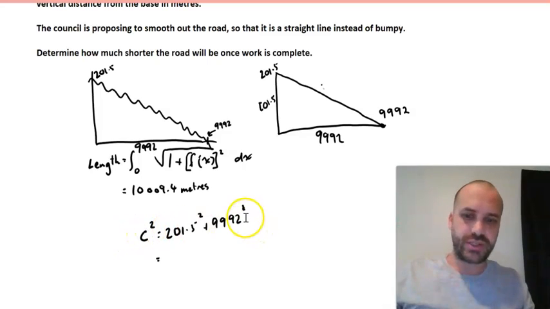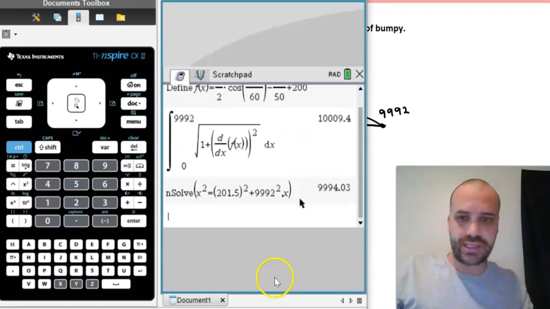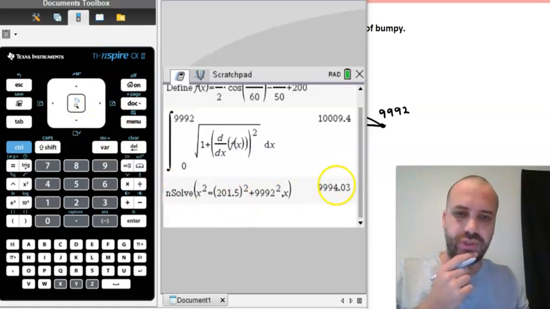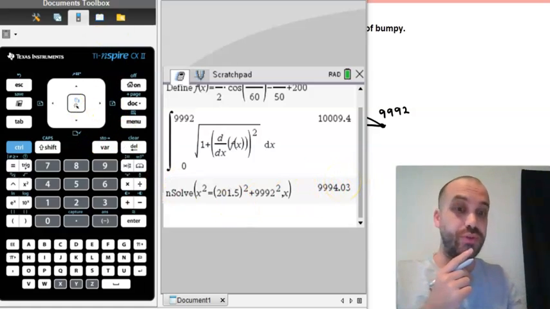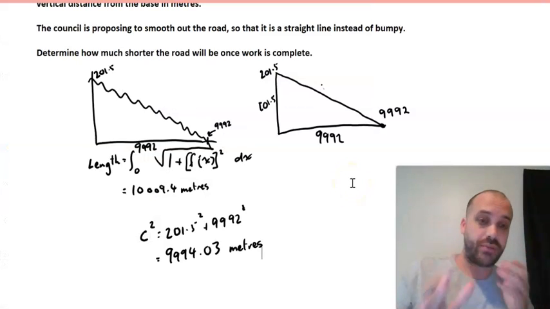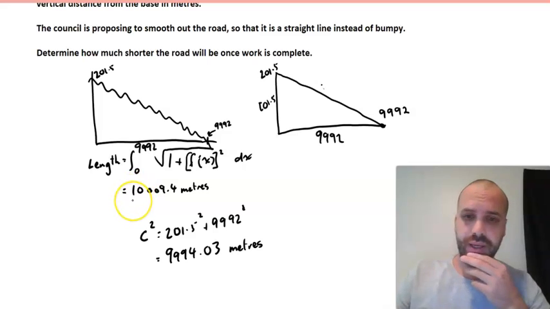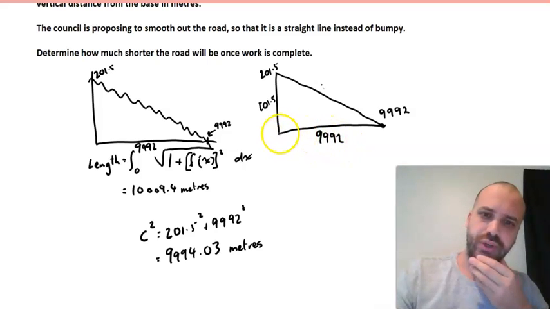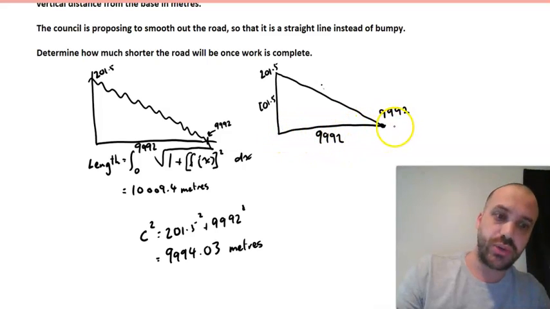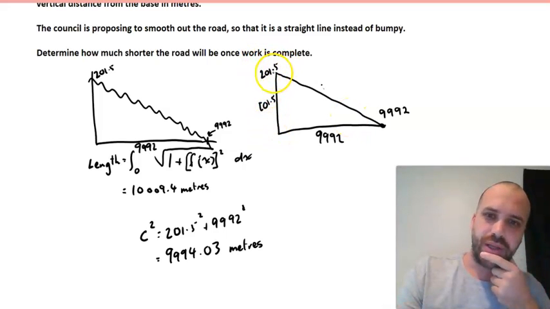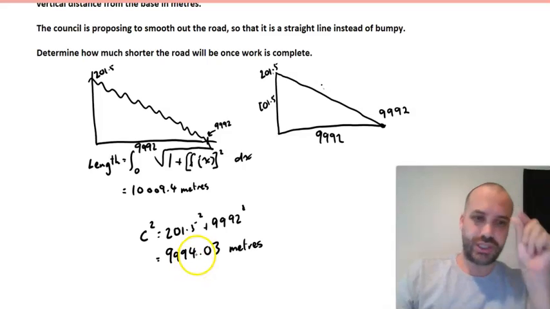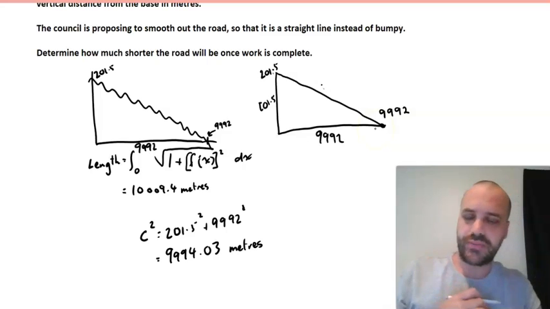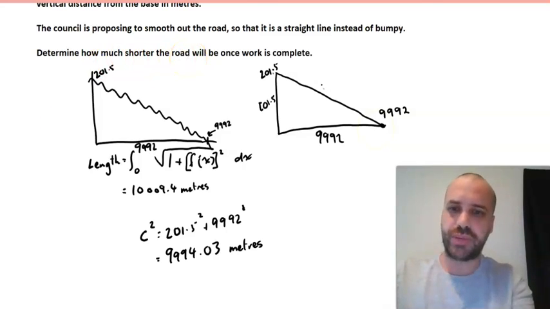All right, and that's Pythagoras' theorem there, and in a show of complete laziness, I've gone over to my calculator, n-solved it, which I keep saying you shouldn't do if you're on a TI, and I've got an answer of 9994.03. Okay, that makes me feel better about the answer that I've come up with in part A, because, again, I'm quite surprised, although I really shouldn't have been, I guess. I'm quite surprised that if you go 9992 across, and 201.5 up, the length of the hypotenuse is only just this much larger than the length of the bottom side there.